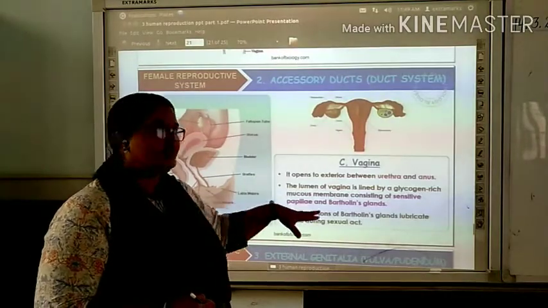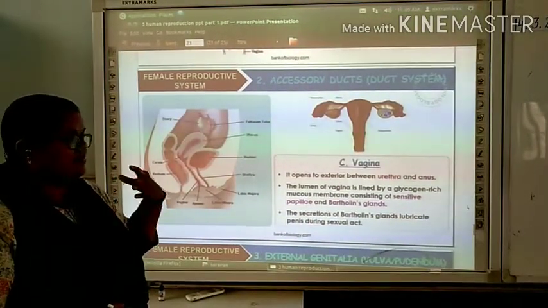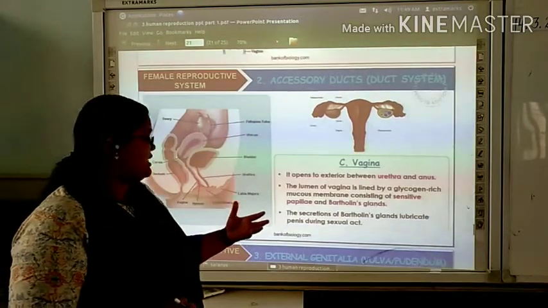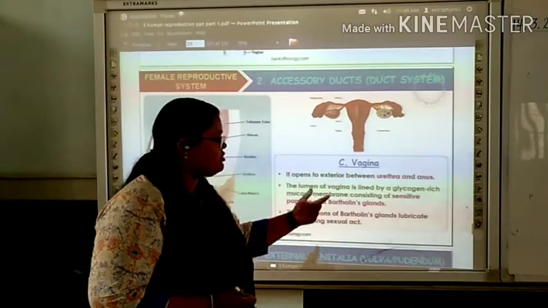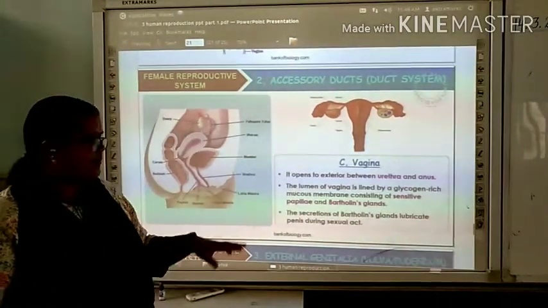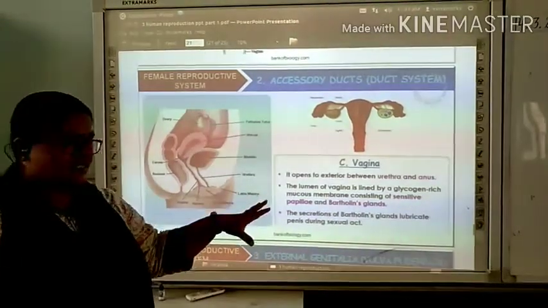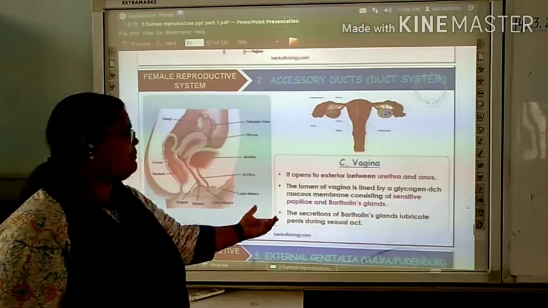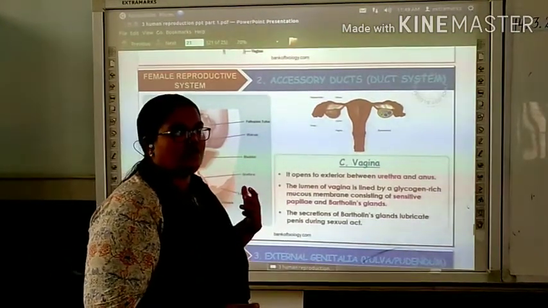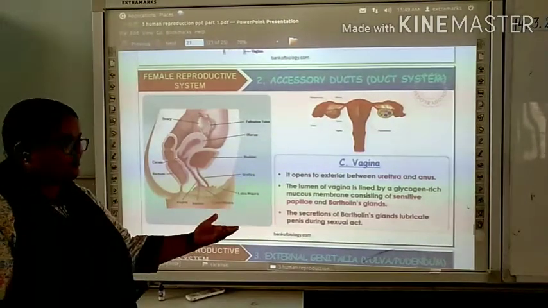Now here you can see that the lining of the vagina is lined by a glycogen-rich mucous membrane, which has very sensitive cells, the sensitive papillae, and the Bartholin glands are also present there. The function of the Bartholin glands is that they secrete a secretion which will lubricate the penis during the sexual act or sexual intercourse, so that there is easy penetration without pain.